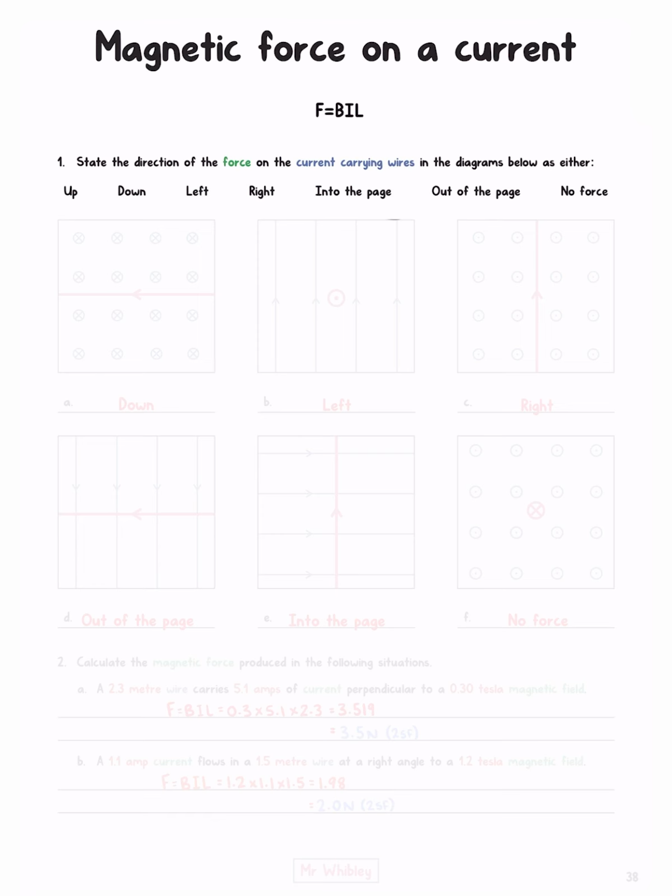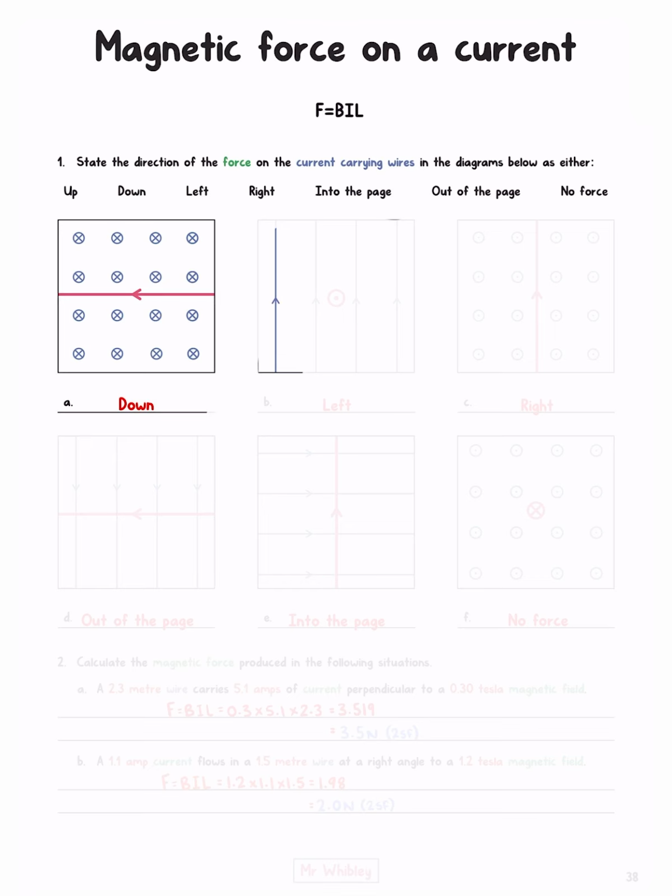For our first example, we have our magnetic field going into the page, and our current traveling towards the left. Taking our right hand, pointing our thumb in the direction of the current, which is towards the left, and pointing our fingers into the page, our palm faces downwards, which indicates the direction of the force. For our next example, we have our magnetic field lines traveling upwards, and our current is coming out of the page. Taking our right thumb and pointing it out of the page, and our fingers upwards in the direction of the magnetic field, our palm faces towards the left, which indicates the direction of the force.